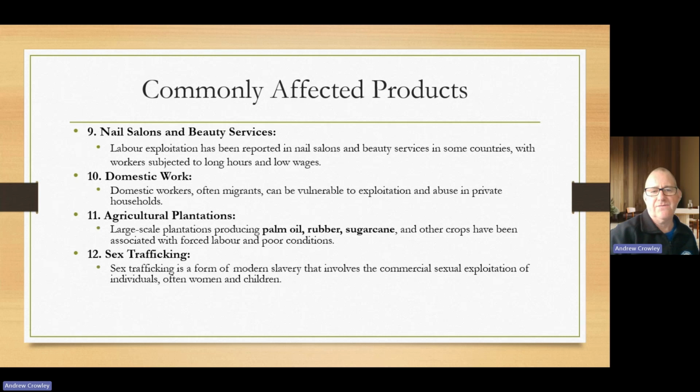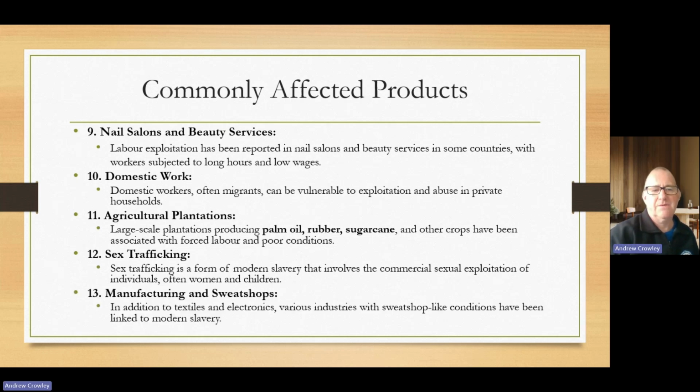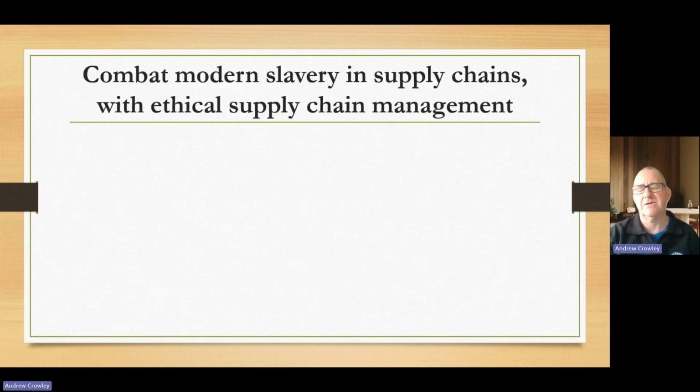Sex trafficking is a form of modern slavery and involves commercial sexual exploitation of individuals, usually women and children. Manufacturing and sweatshops: we've seen factories and clothing manufacturing companies collapse due to the unsafe working conditions that these poor people are working in. So how do we do it? How do we come around?